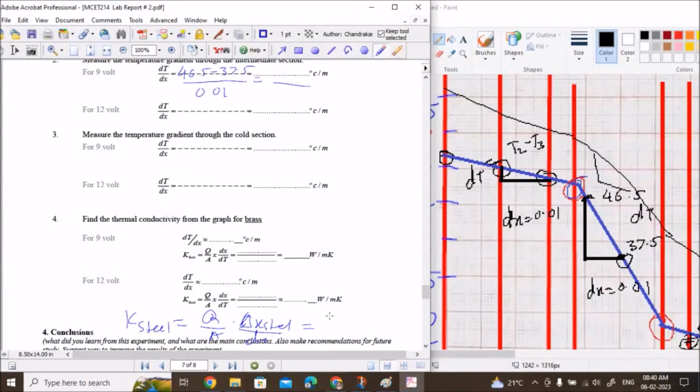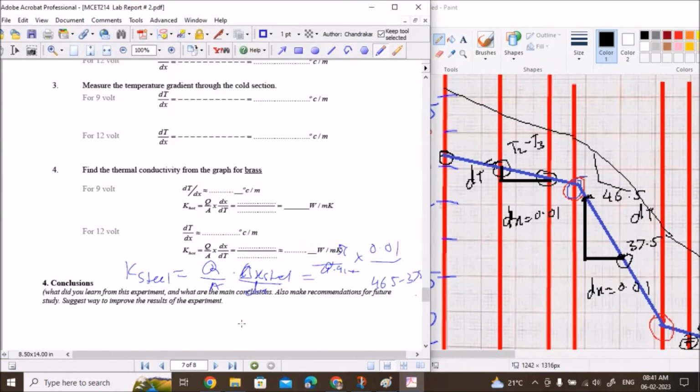Okay, so I can choose Q by A is 9, whatever this, and delta X 0.01, 8.56 divided by 4.91 into 10 to the power. So delta x is 0.01 and temperature difference is 46 point minus 37.5. So I will get from graph. Okay, and already we calculated.